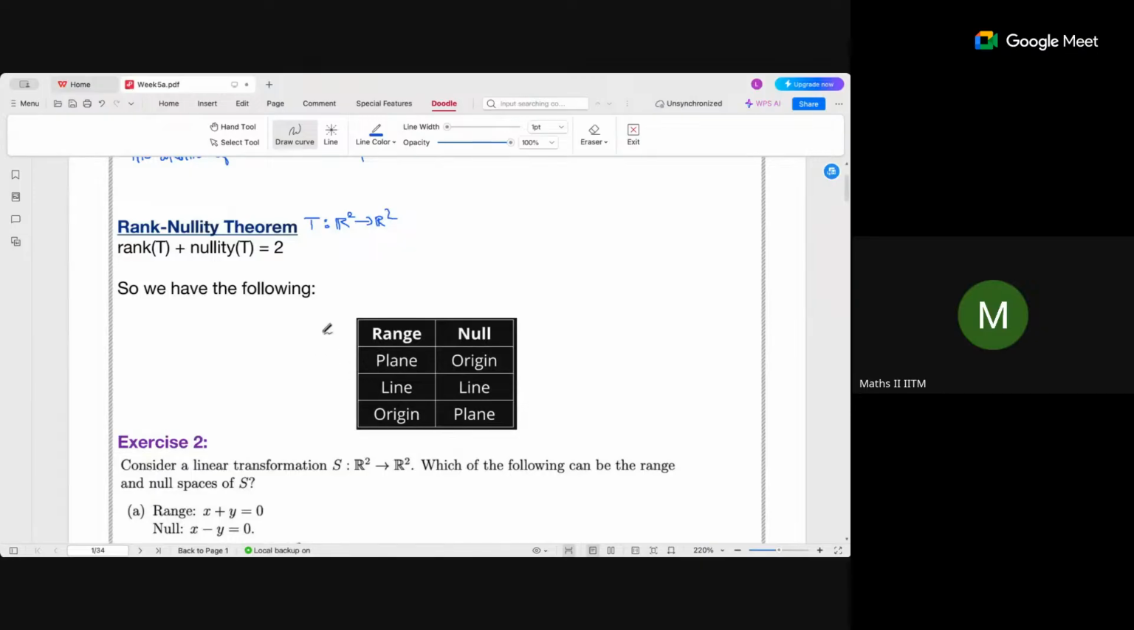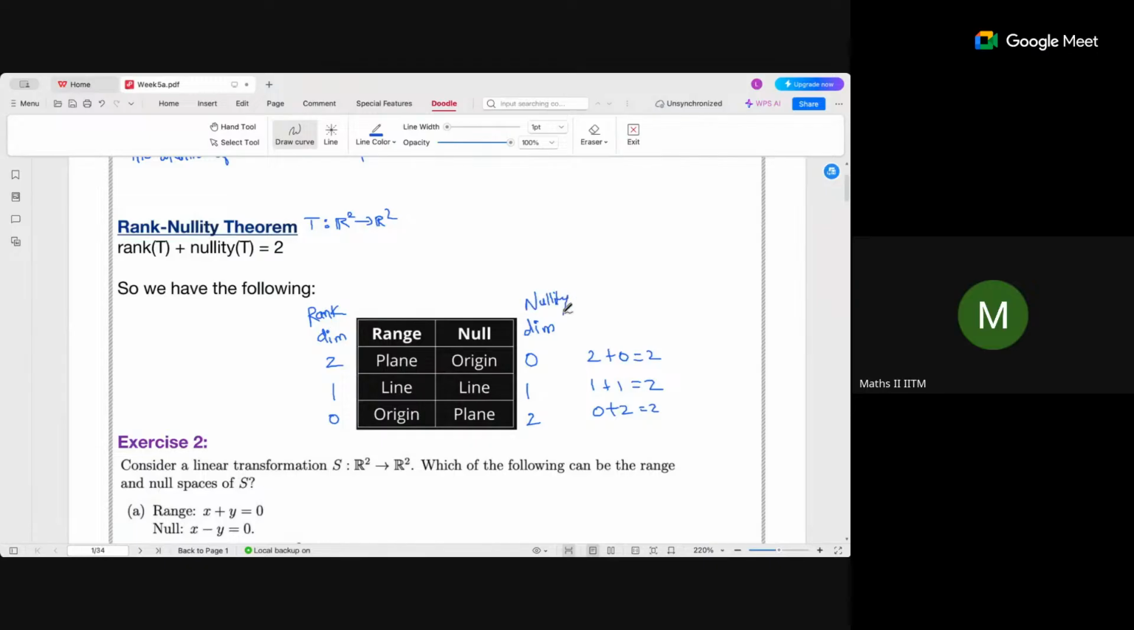So here, what are the corresponding dimensions? If the range is a plane, what is the dimension? 2. Okay, if it is a line, 1. And origin, it is 0, right? So similarly, if it is 2 here, here it should be 0, 1, 0, 2, because the sum should be 2 in each case, right? This is your rank and this is your nullity.